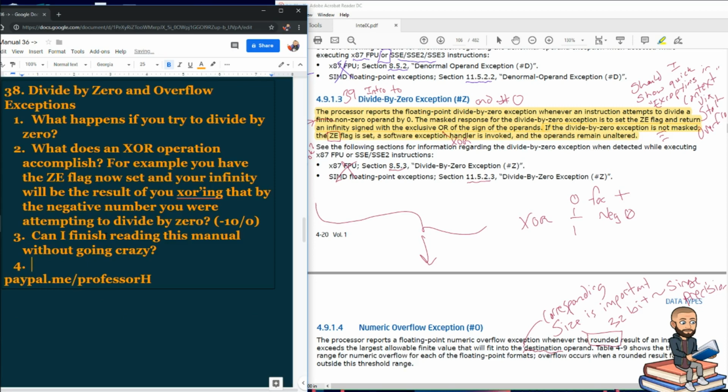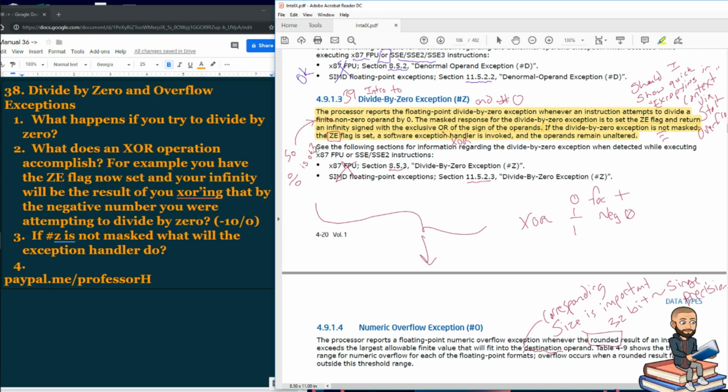So the next logical question is, can I finish reading this manual without going crazy? Just kidding. I should probably say something like, if the divide by zero exception is not masked, what will the exception handler do? And the answer is it will keep the operands unchanged. So in that sense, I guess we're just preserving the original equation.